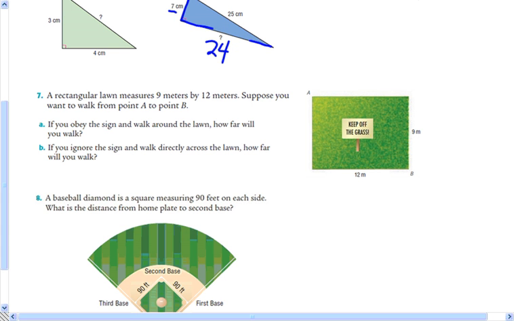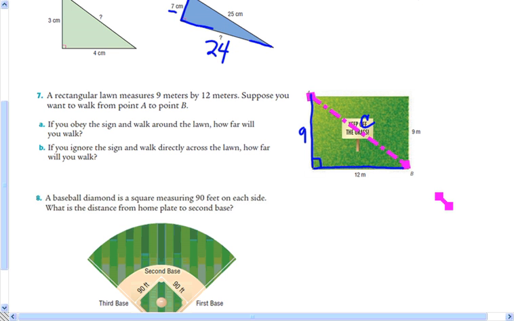So on this problem, you're supposed to keep off the grass, but if you ignore the sign and want the shortest distance from point A to point B, that would be this distance right here, going to the corner, like that. Okay, now to get that, this is a right angle there. So we have the two legs of the right angle, which are 9 and 12. We need the hypotenuse. Let's call that C for now.